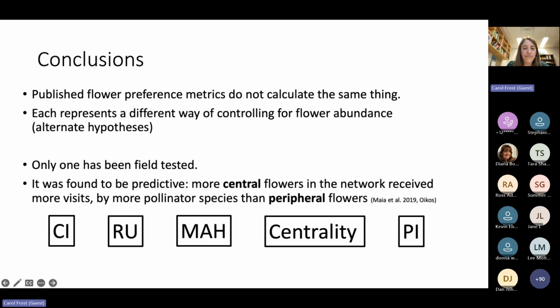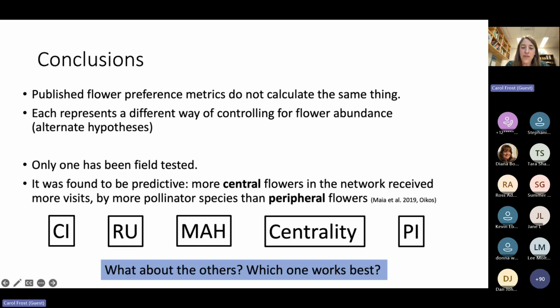So, oh yeah, that's what I just said. So our question was, what about the others? Which one works best? Because if any of these actually worked to make predictions like this study found, that should be an excellent way to choose flowers that we could develop seed for industrial restoration processes, because at the community level, the pollinator community is exhibiting preference for that flower. So we were wondering, which one of these works best?